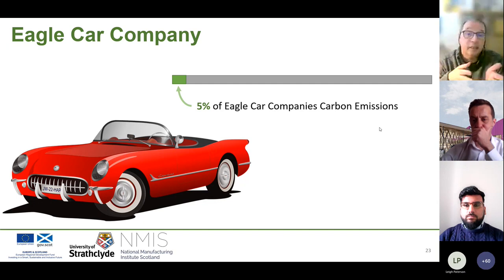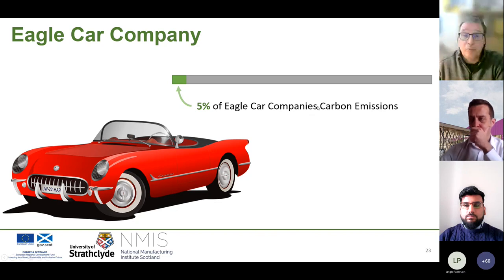So while we're claiming as a company to be net zero, it wouldn't stand up to any international comparisons, and our credibility would be at risk. So we need to rethink it. So that's the Eagle Car Company. Now, cars are quite nice, very retro.